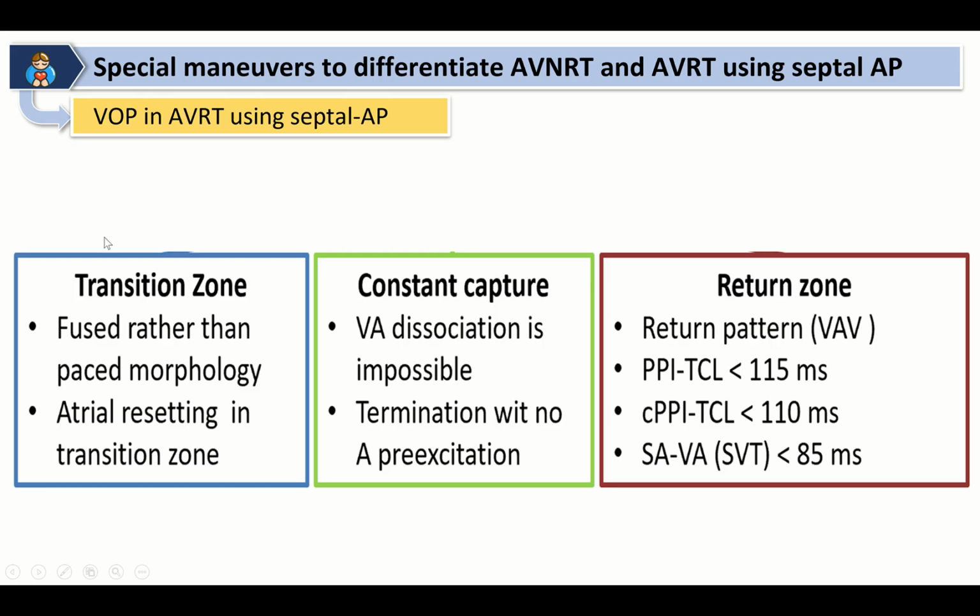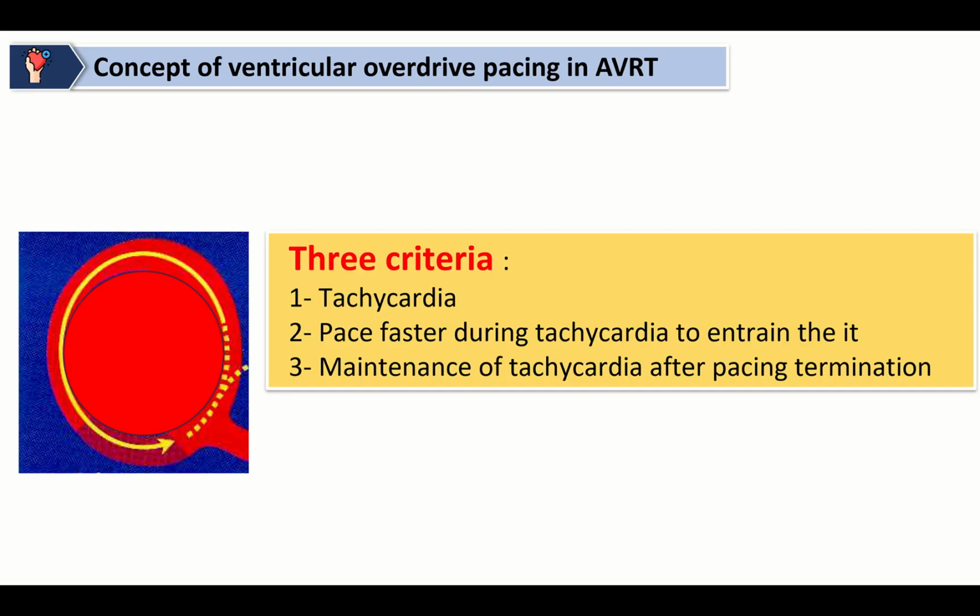What about the transition zone? We can appreciate evidence of fusion, a fused morphology, because there is a fusion between the re-entry and the accessory pathway. And finally, atrial resetting is very early in the transition zone. VA relation is one-to-one conduction in 99%. So let's focus on the concept of ventricular overdrive pacing in AVRT.